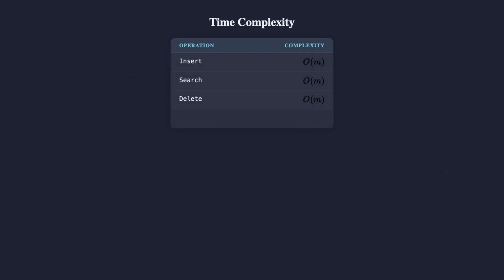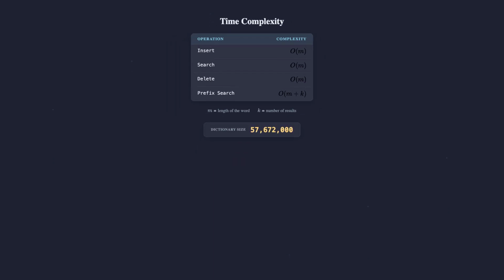Let's put it all together. In a trie, insertion is O of M, search is O of M, deletion is O of M, prefix search is O of M plus K in every case. M is the length of the word, and K is the number of results. The dictionary could have 100 words or 100 million. The time for any single operation stays the same. It depends only on the word, never on the collection size.